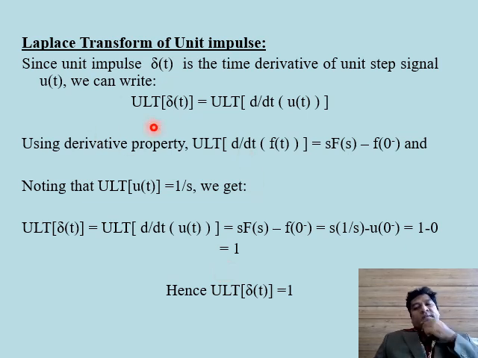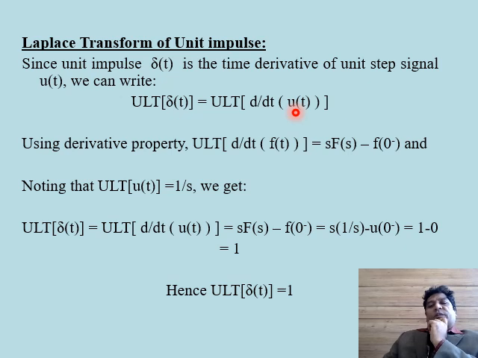Now using this differentiation property, we will calculate the Laplace transform of the unit impulse. Now we know the impulse function delta of t is the derivative of the unit step u of t. So if you want to take the Laplace transform of delta of t, the impulse, it will be simply the Laplace transform of the derivative of u of t, which is a step.